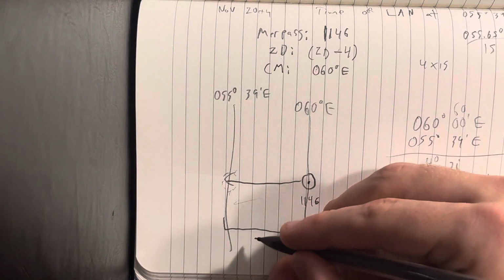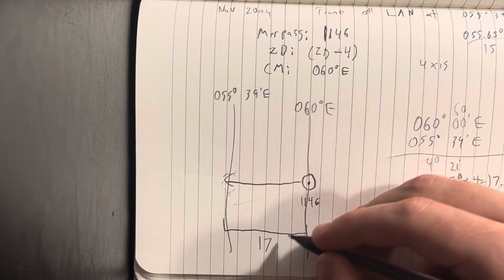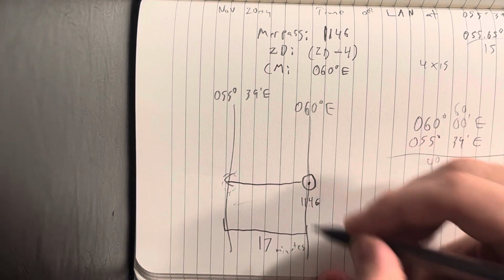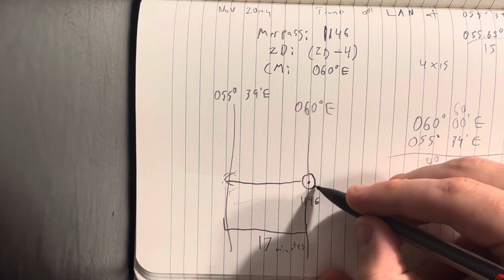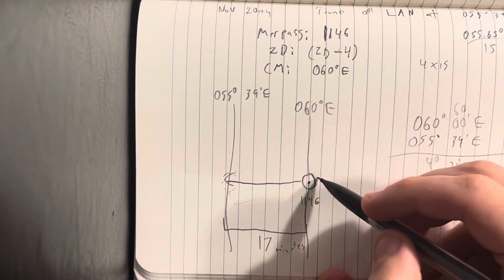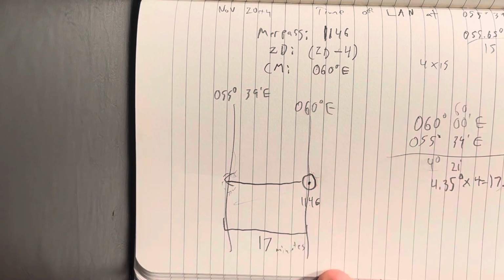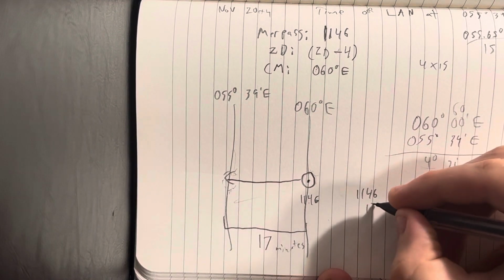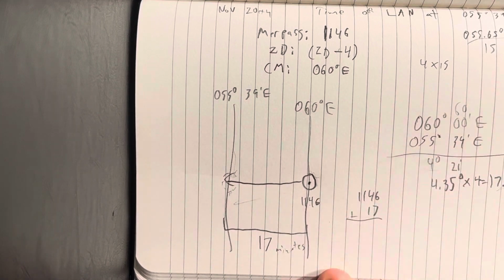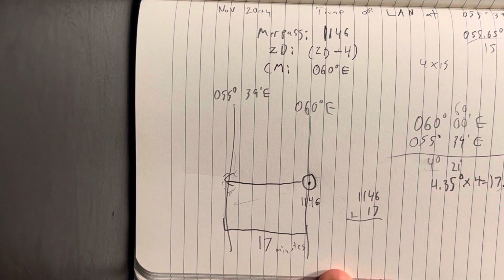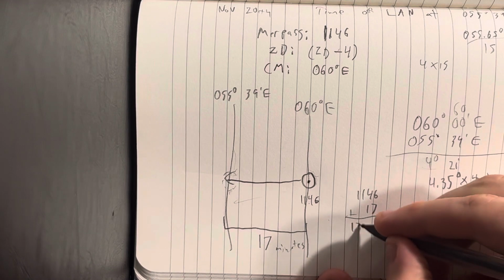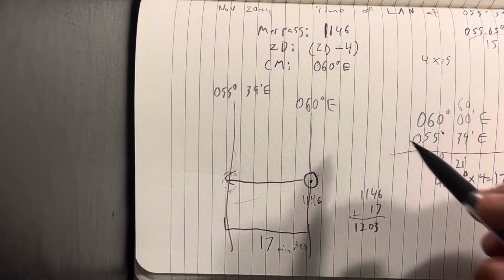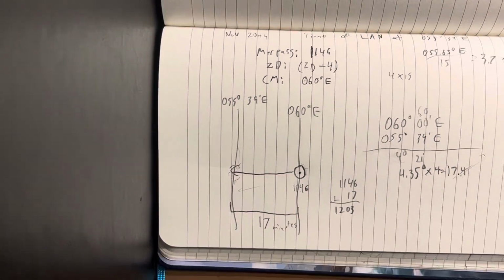So we know that this is going to take 17 minutes to go from LAN at the central meridian, otherwise known as MERPAS, to LAN at our position. So finally we do 11:46 plus 17, and we get 12:03. So that is how you find the time of LAN.